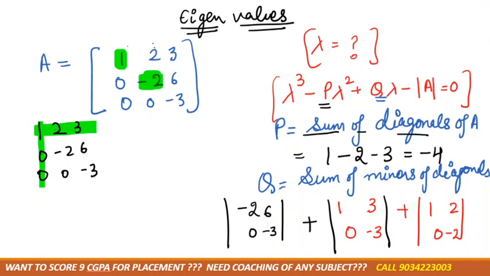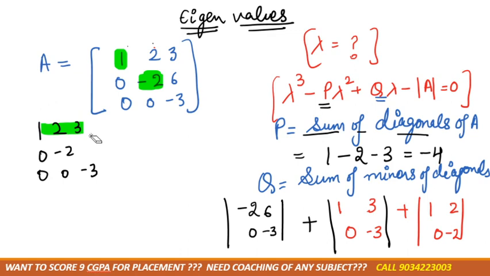Now for the second case, we'll leave the second row and we'll leave the second column. Okay. Now what is left? 1, 3, 0, minus 3. Correct? Understood? Now for the third case, we'll leave the third row and the third column.